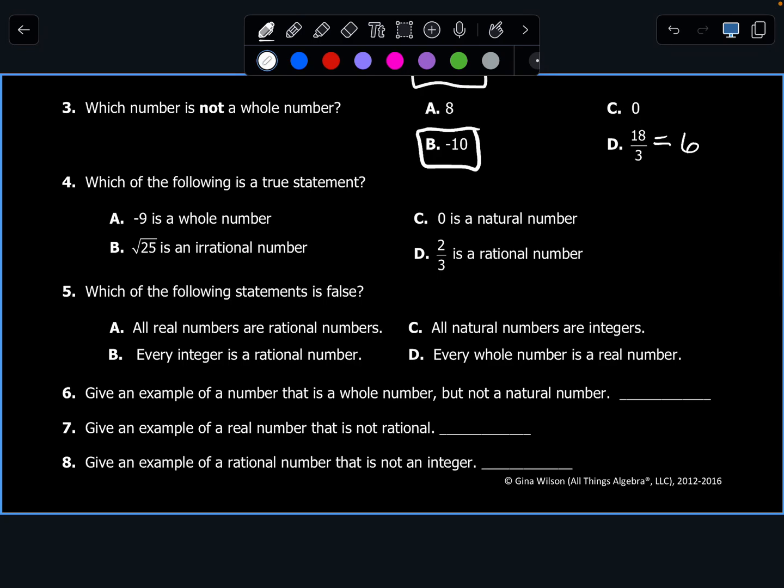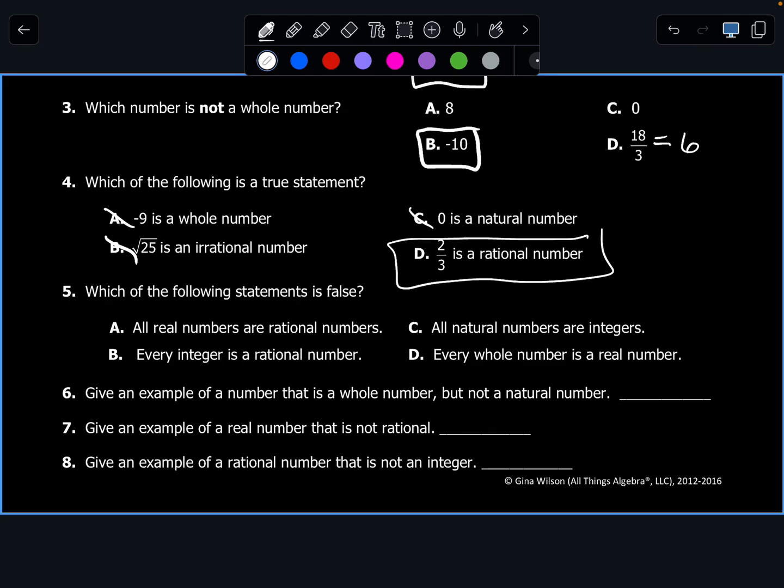Which of the following is a true statement? A, negative 9 is a whole number. Is that true? Nope. Okay. Root 25 is an irrational number. Is that true? No. Nope. 0 is a natural number. Nope. 2 over 3 is a rational number. Yep. Fraction, rational.